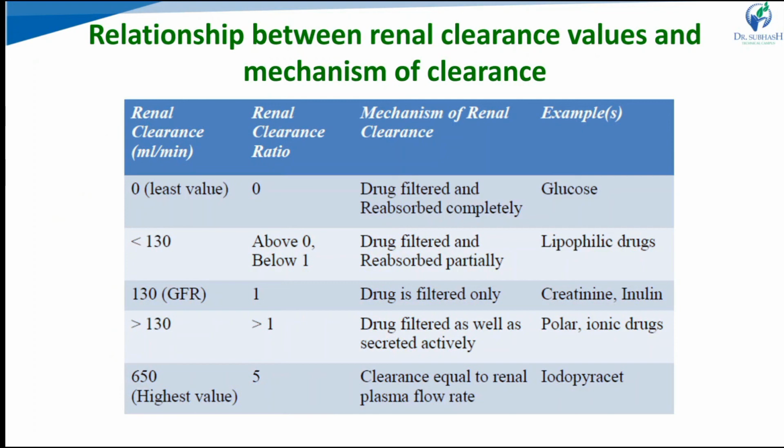If the renal clearance ratio is below 1 or the GFR value is less than 130, the drug is filtered and partially reabsorbed, so glomerular filtration plus net active tubular reabsorption. If the renal clearance ratio is greater than 1 and the GFR value is more than 130, the drug is filtered as well as actively secreted, so glomerular filtration plus active tubular secretion. So this is drug excretion and renal clearance. Thank you.